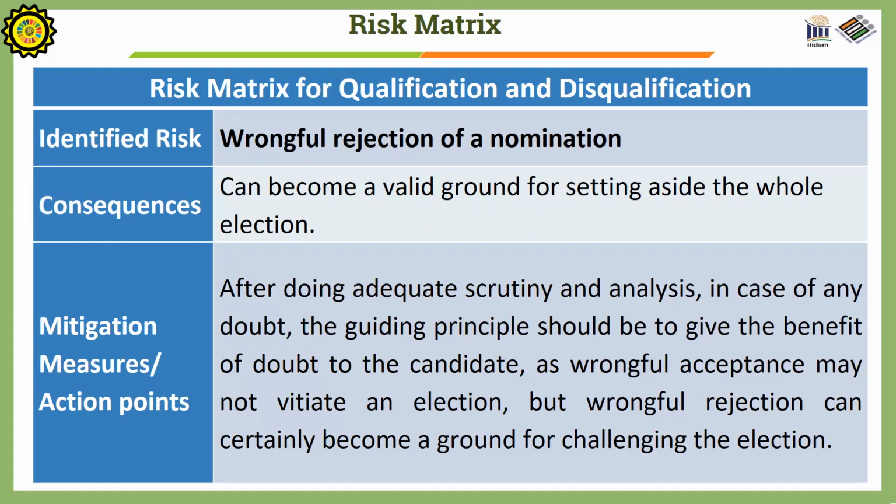The fourth risk is wrongful rejection of a nomination. Its consequences can become a valid ground for setting aside the whole election. Mitigation measures or action points for minimizing the risk are that after doing adequate scrutiny and analysis, in case of any doubt, the guiding principle should be to give the benefit of doubt to the candidate, as wrongful acceptance may not vitiate an election, but wrongful rejection can certainly become a ground for challenging the election.